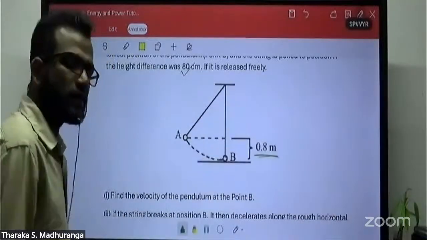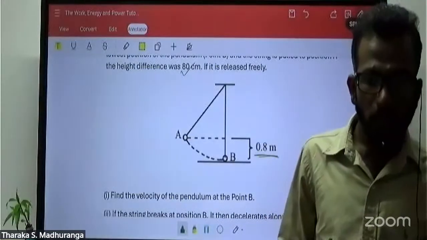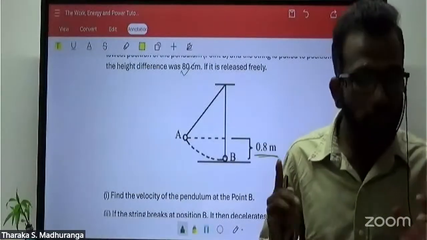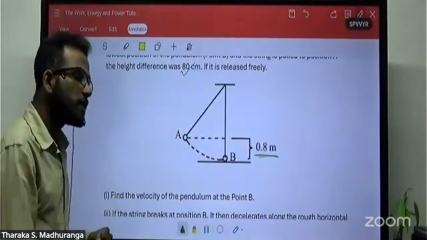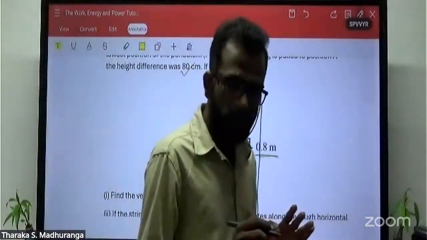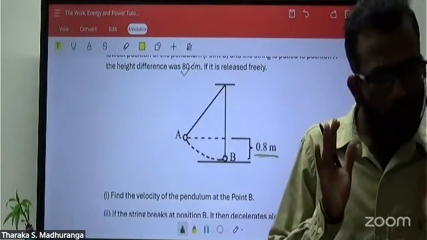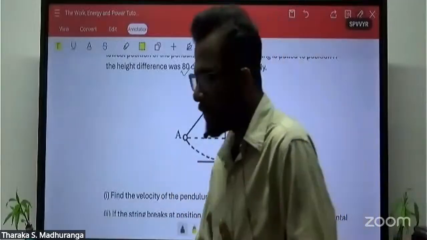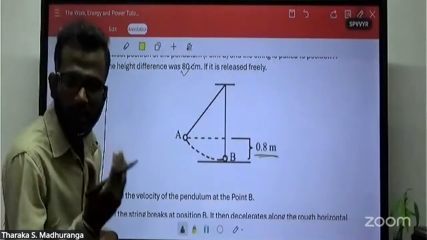Okay, how do we get this? What is the law, what is the principle? The mechanical energy conservation law. What is the mechanical energy conservation law? In a closed system, the total mechanical energy is a constant value. Very simple law.